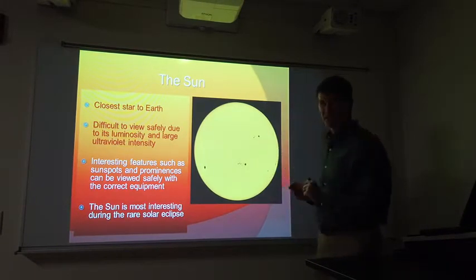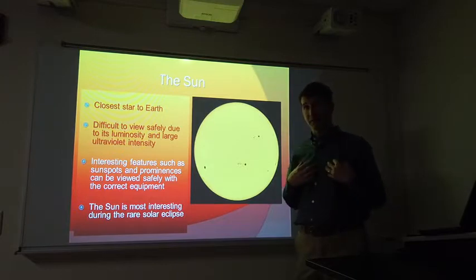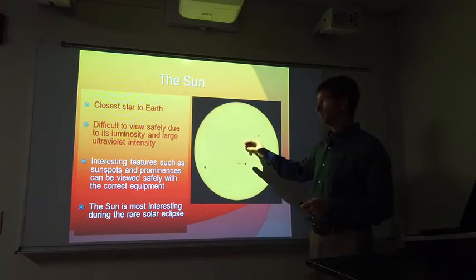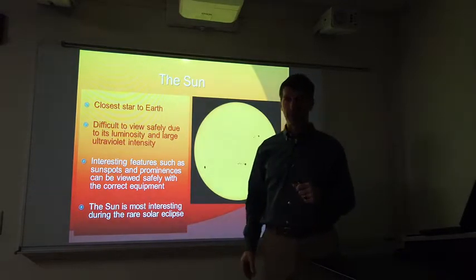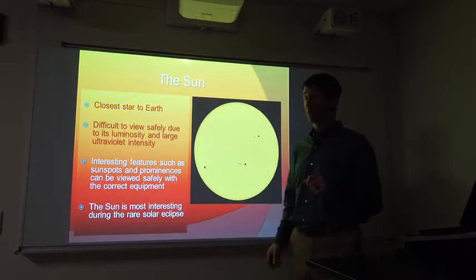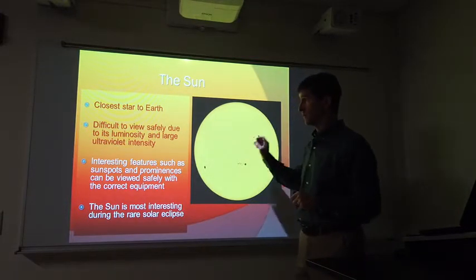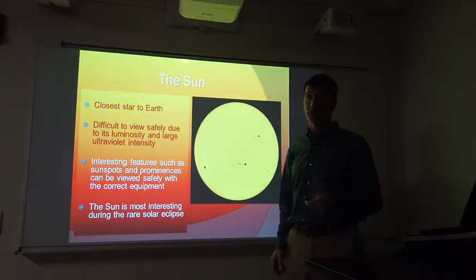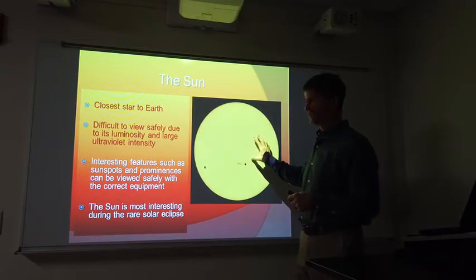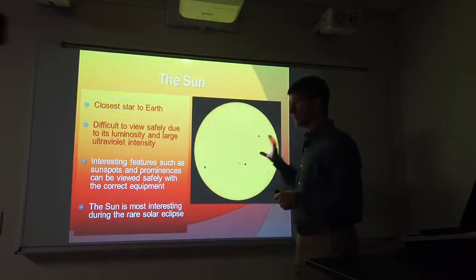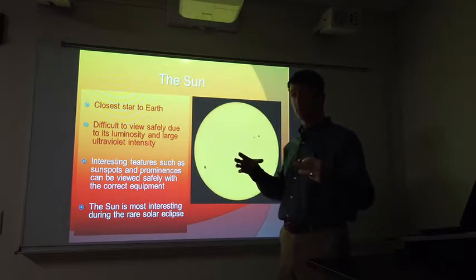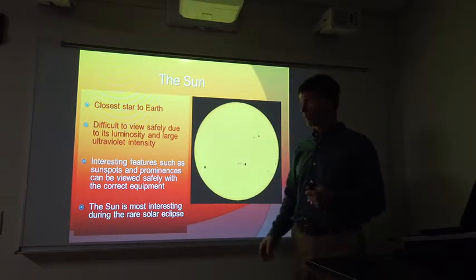This photo looks nice and yellow. In actuality, to our eye, it appears to be more white. Very, very important: it is difficult to view the sun safely. Never look at the sun without proper protection because of the ultraviolet light that the sun gives off. In fact, during a solar eclipse, you can damage your eye because as the sun becomes occulted by the moon, the sunlight is still equally bright, but your iris opens up and you can burn your retina from this.